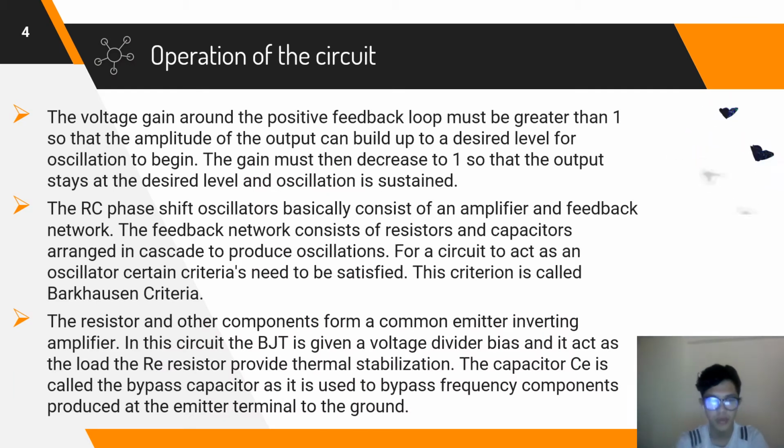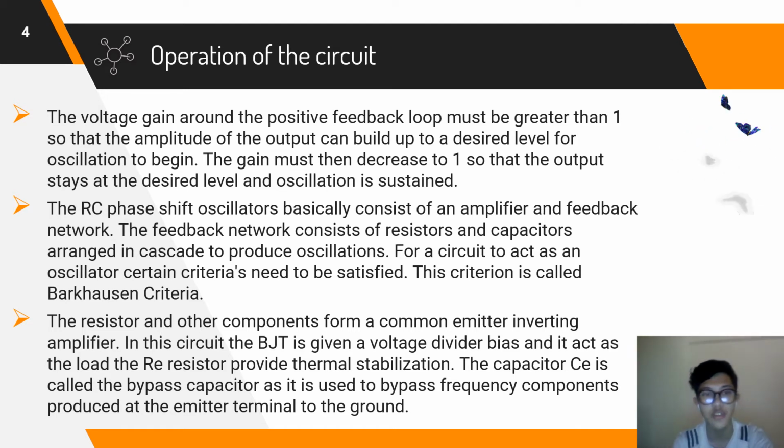My name is Raja Danish Daniel and I will continue with the operation of the circuit. The voltage gain around the positive feedback loop must be greater than 1 so that the amplitude of the output can build up to a desired level for oscillation to begin. The gain must then decrease to 1 so that the output stays at the desired level and oscillation is sustained.